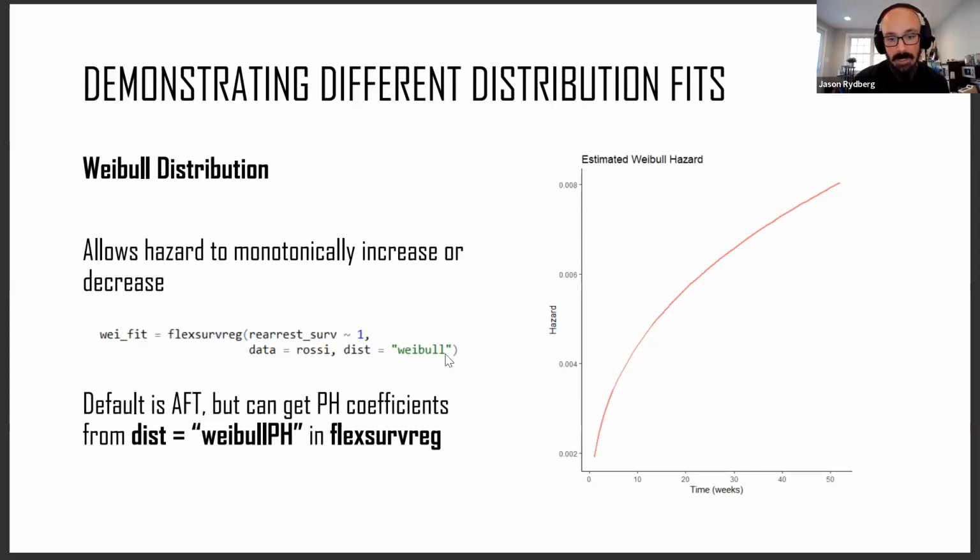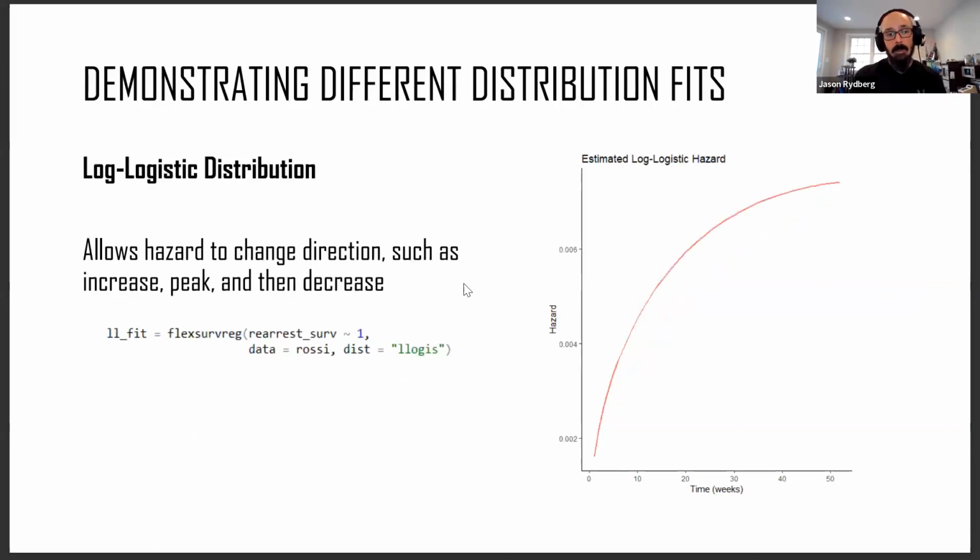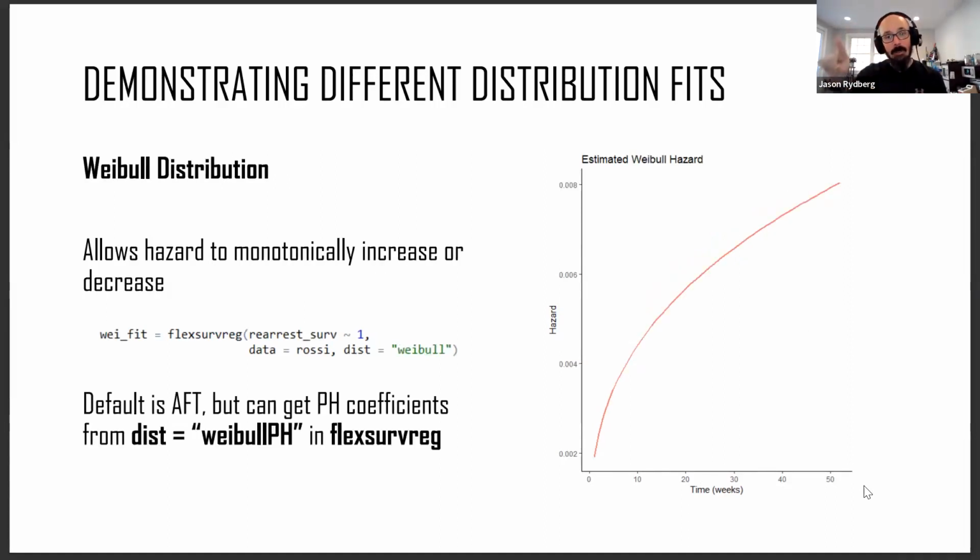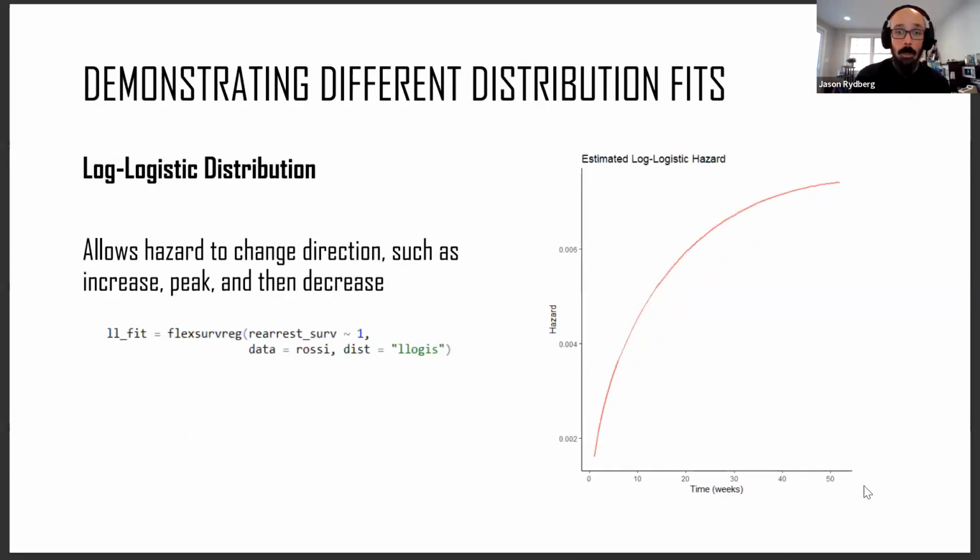Note the default here: if we just say dist equals Weibull, it's doing the accelerated failure time. If you wanted the proportional hazards variant, and a little more on that later, you would set weibullPH to get that. Here's log-logistic, which allows more nonlinearity in the hazard, so it does not have to be monotonic. If you carry this out over time, say we extended the time frame, Weibull is always going to remain positive. It's never going to shift negative. Log-logistic will at some point; it allows for that possibility to happen. This is done with llogis.